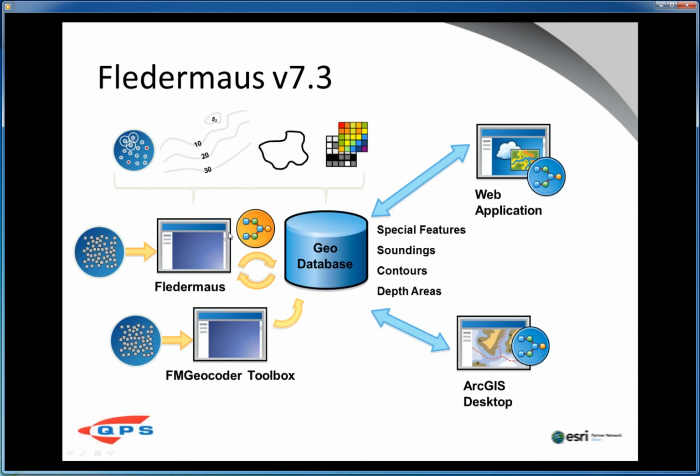You can also have extra data coming in from other sources: grids, polygons, contours, etc. They can be coming into Fledermaus or the geodatabase for use in either. And this interaction between Fledermaus and the geodatabase is two-way. So you can load data into the geodatabase. You can also transfer data from the geodatabase to Fledermaus directly. So two-way interaction. With FMGT, it's one-way. You can only transfer to the geodatabase.